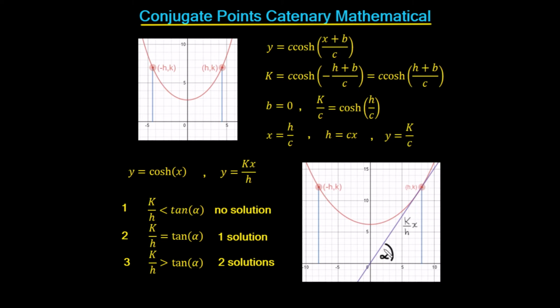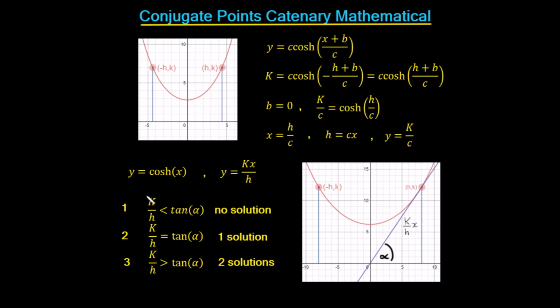Now this straight line here is going to make an angle alpha with the x-axis, and we're going to have three possibilities. We could have k upon h equal to tan alpha, so that the gradient of this line is the gradient of the tangent at this point, so it crosses at only one point, so there's only one solution.